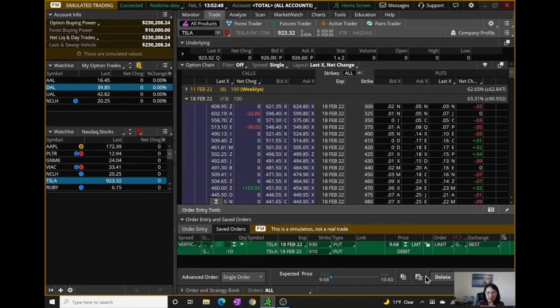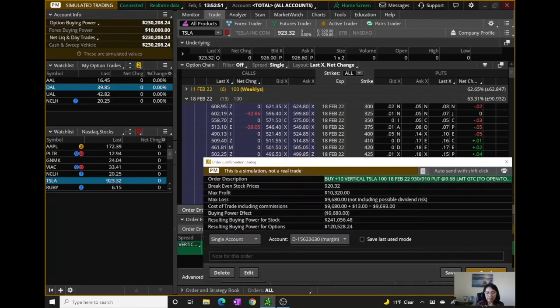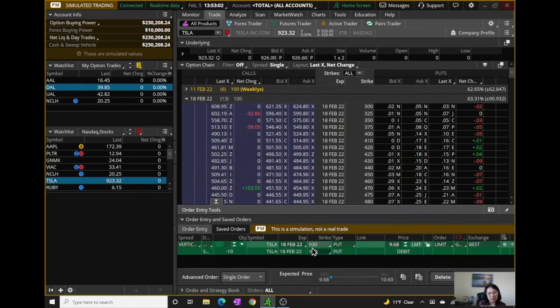We did earlier, but it didn't really change much by changing the expiring date. Okay, pretty much stayed the same here. So what I'll do then is maybe I'll just kind of choose this price, a little in the money. So instead of 930, maybe I'll go to 935. See what happens.